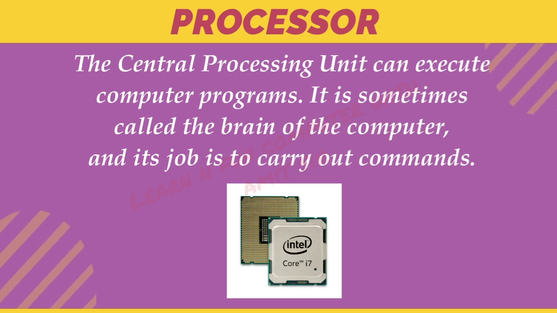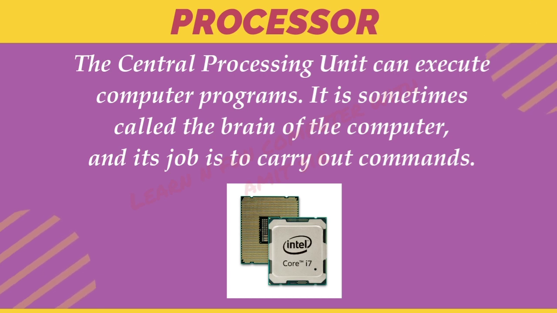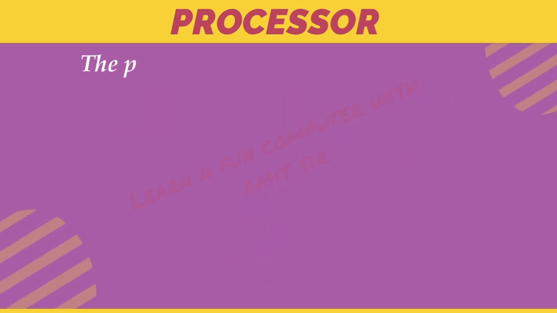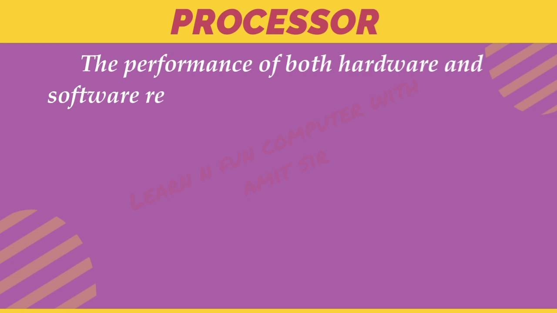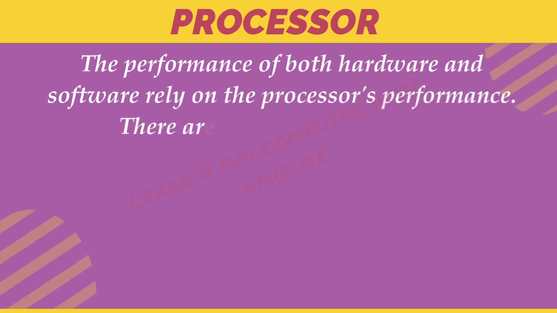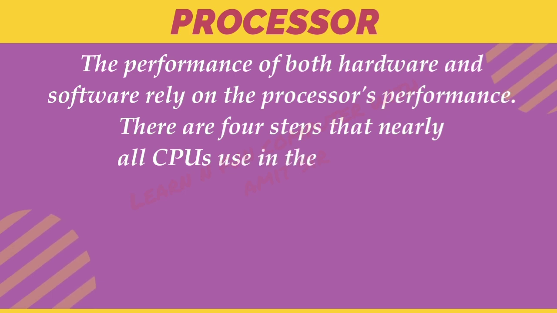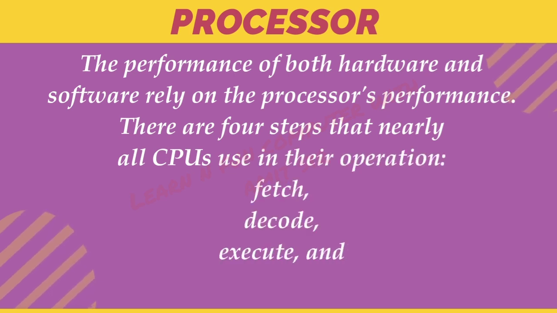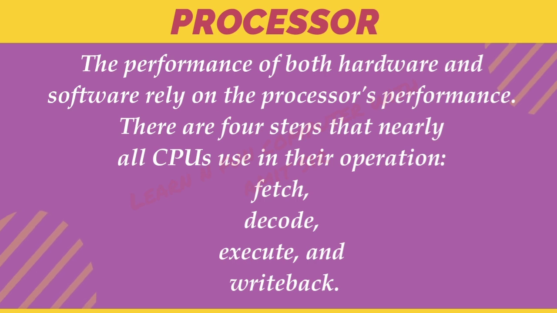So that means whenever you press a key on the keyboard or click on the mouse or start an application, you are sending an instruction to the computer. The performance of both hardware and software relies on the processor's performance. These are the four steps that nearly all CPUs follow to conduct an operation: fetch, decode, execute, and write back. The first step, fetch, involves receiving the instructions from a program or data from input devices.